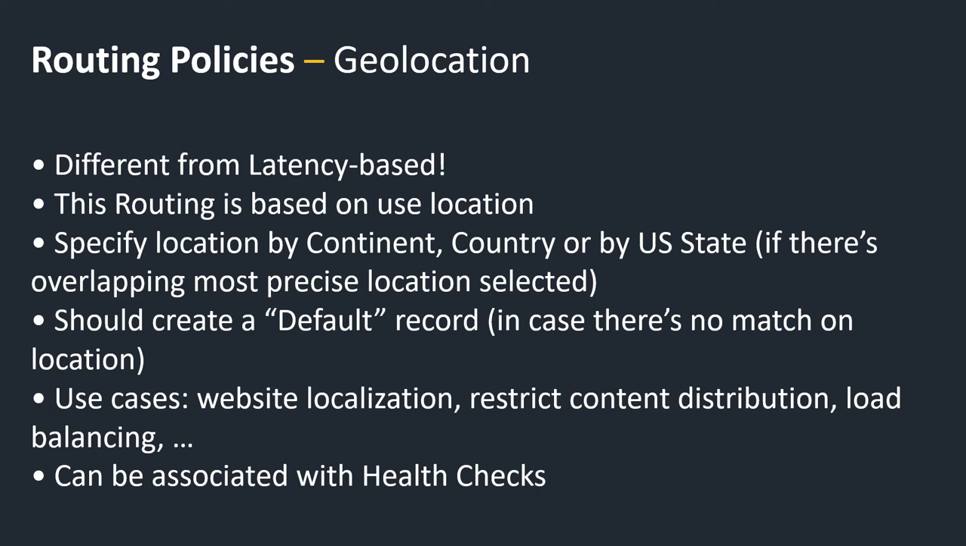So the idea is that if we have a map of Europe with multiple countries, we can define a geolocation record for Germany to say the German user should go to this IP, which contains my German version of my app. And if I go to France, then go to this IP, which contains a French version of my app. But for anywhere else, go to the default IP here, which contains maybe the English version of my app. So this is how you would use geolocation.